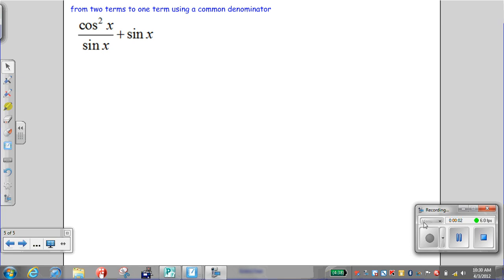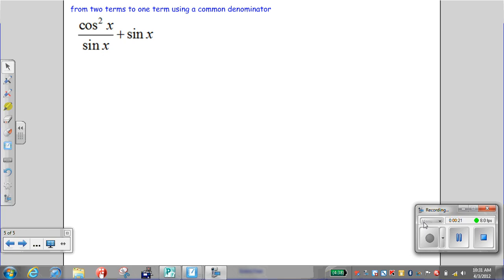Okay, this video will show us how to take two terms and combine them into one term using a common denominator. We're going to see this a lot in our trig identities, where looking forward, you're going to have to reduce your number of terms down. So you either could substitute or somehow reduce it later on.